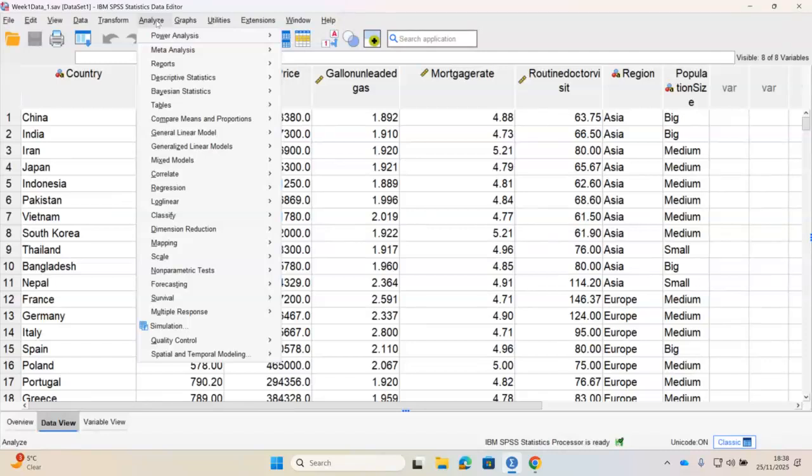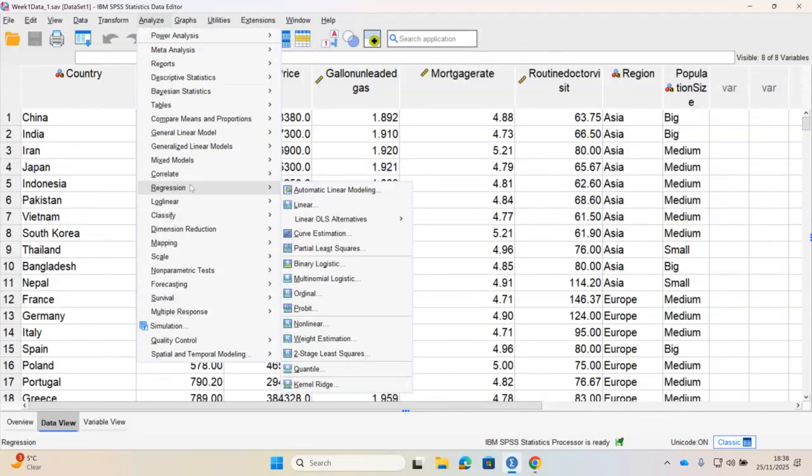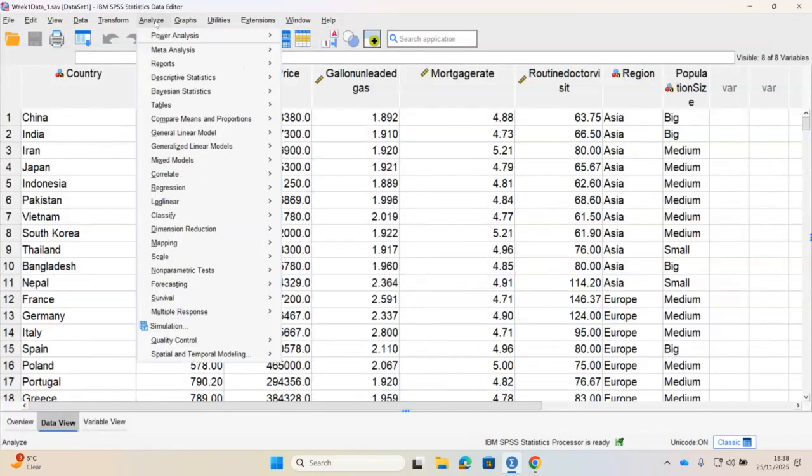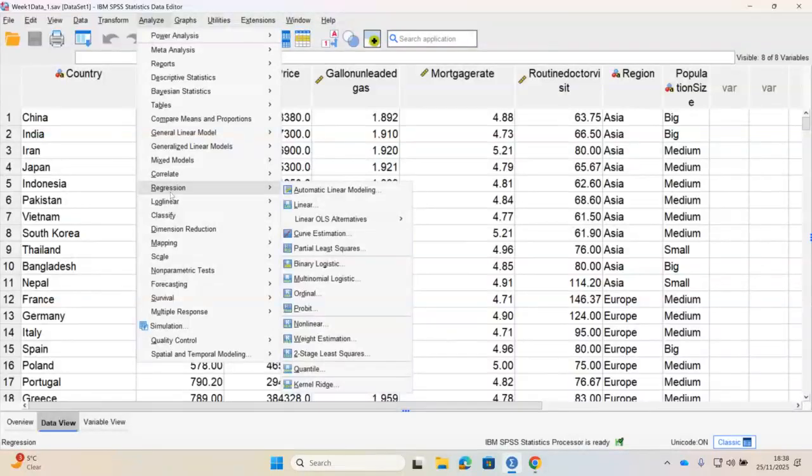Okay, where should I go? We go to regression. Okay, once again, Analyze, Regression. And for this class, we are doing Linear. So click on Linear.